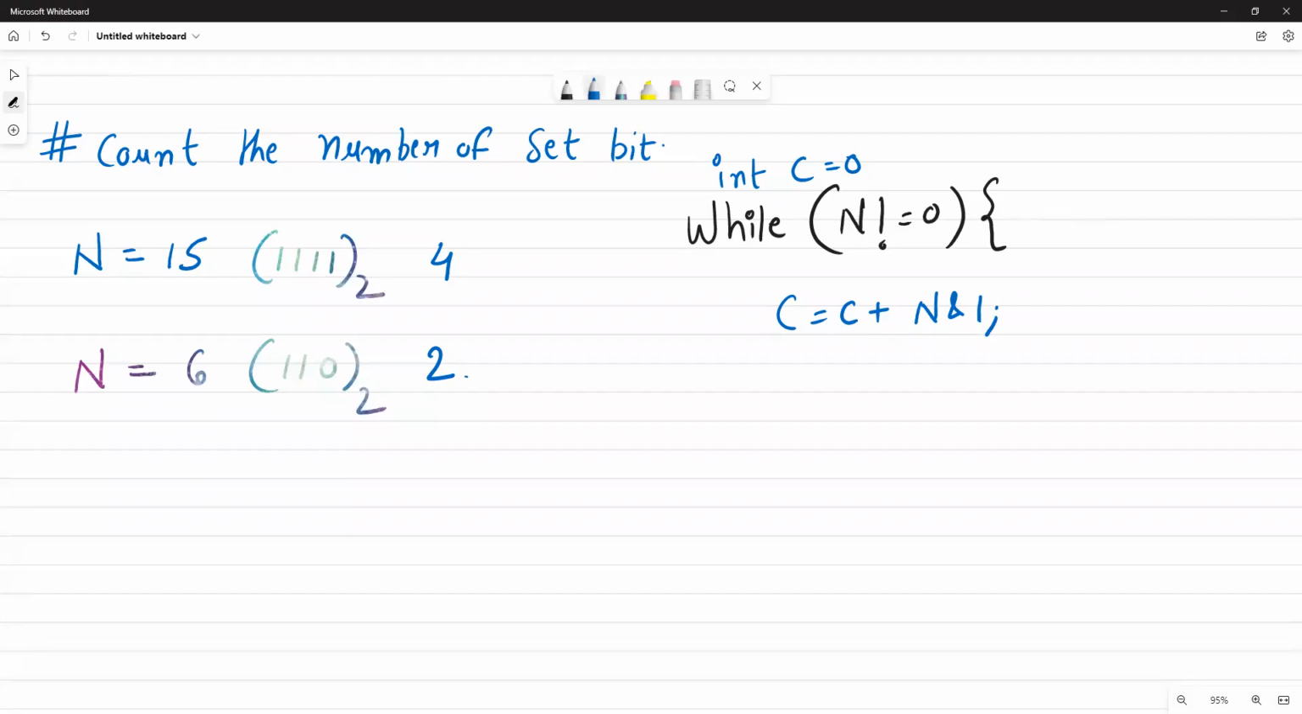After this, once you have calculated the last bit, you're going to shift the remaining bits towards the right. So n will be equal to n right shift 1. This is how every bit will be calculated. At the end, when n is 0, you are going to return c.